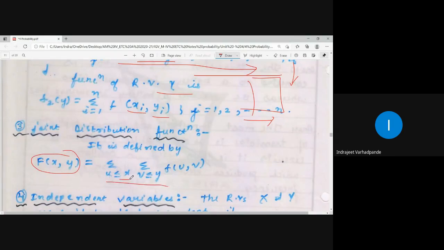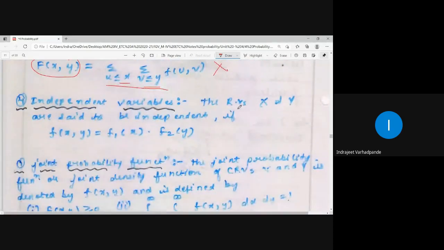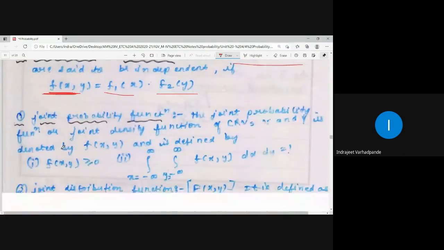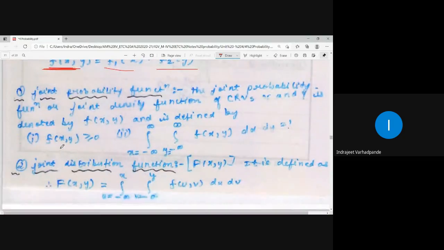The joint distribution function for random variables with f of xy given to you is f of uv, summation over x for u and summation over y. But this is very rarely asked. Independent random variables: the random variables x and y are said to be independent when f of xy is equal to the product of the marginal probability function for x and the marginal probability function for y. So the product of f1 of x and f2 of y is jointly the probability function f of xy.